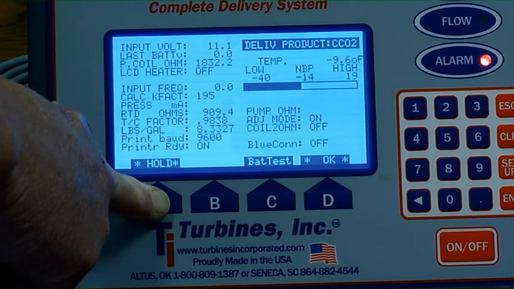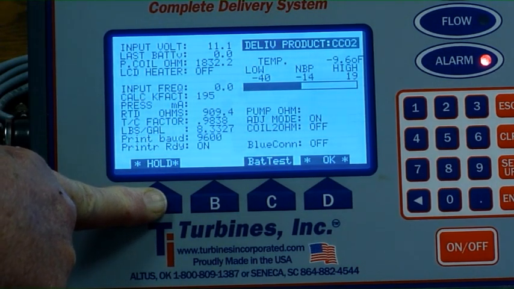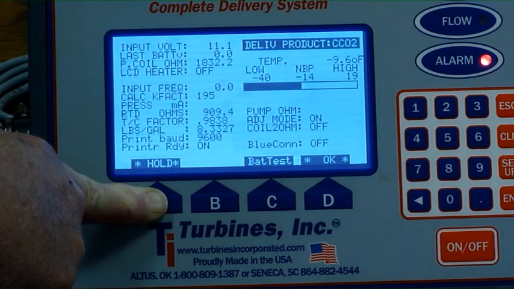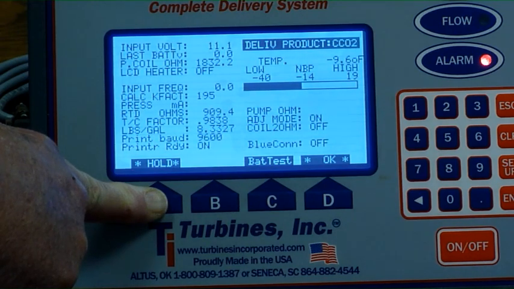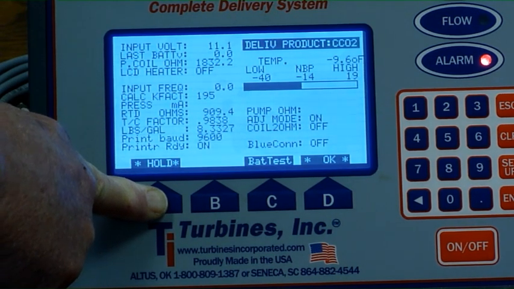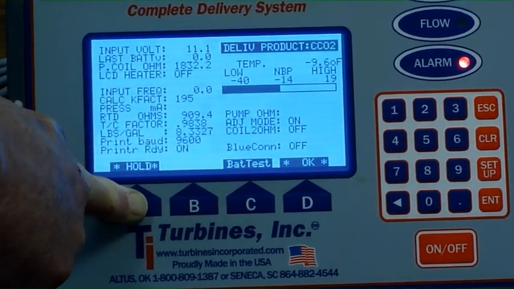That would be turned on if you used a Zebra type printer that you want to go to. If you look in the upper left-hand corner, input voltage is 11.1. Always remember, this unit will show you a low power alarm if your voltage drops below 9 volts. It will not work. So make sure that you are wired directly to your battery or some source of power that will not cause a problem. Last battery voltage shows 0.0. If you remember, our alarm showed low battery.